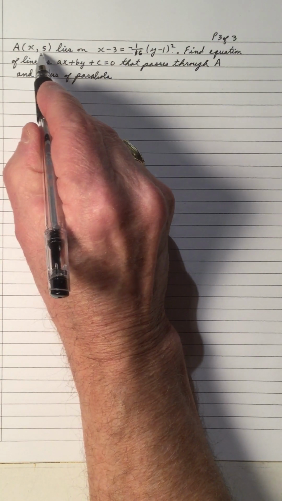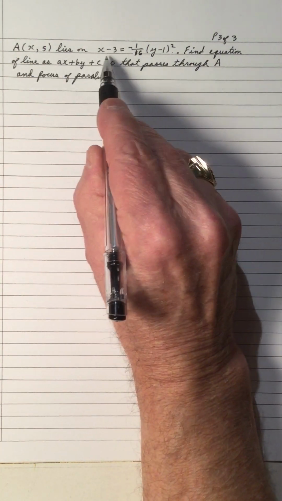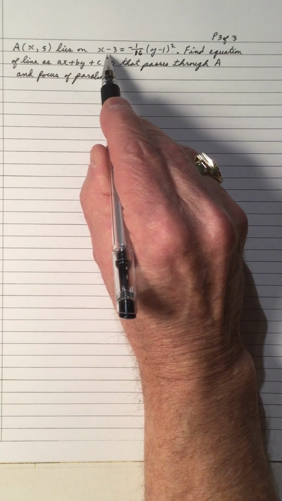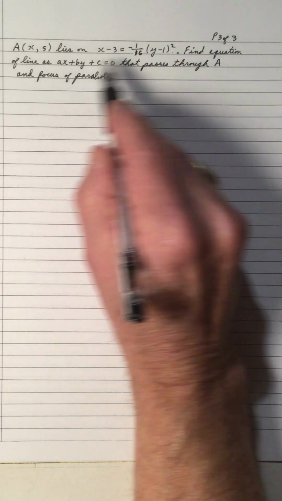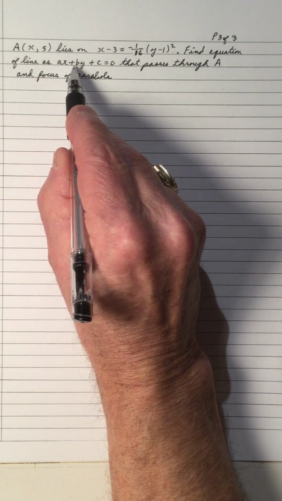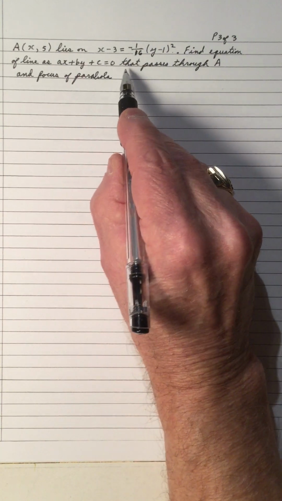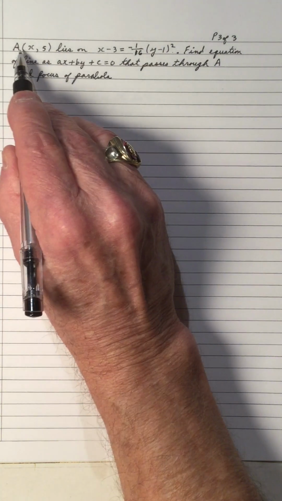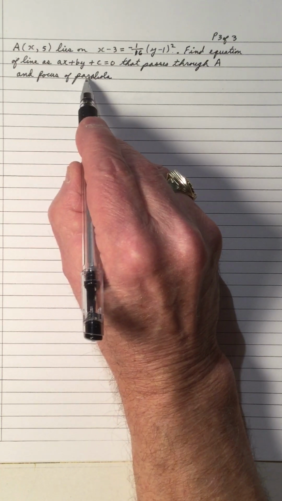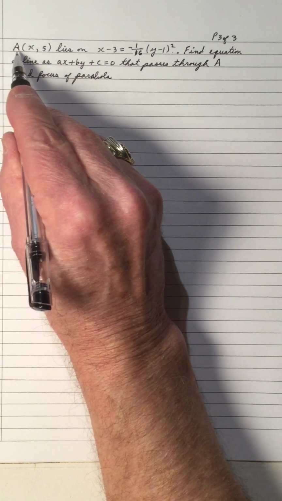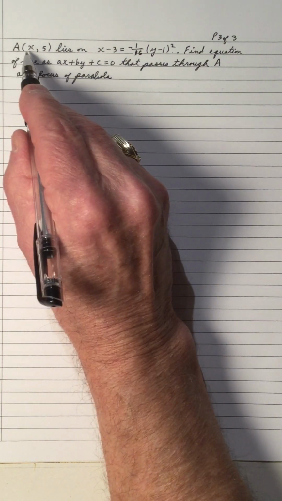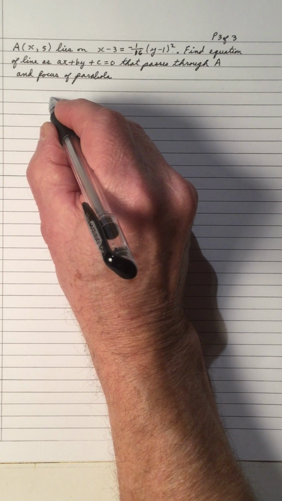Now let's have a look at another equation that I made up a little bit different. A, which is x comma 5, lies on, and again this is a parabola, x equals squared, and find the equation of the line as ax plus by plus c equals 0 that passes through A, which is this point, and the focus of the parabola. So we have A that lies on this, but we don't have x. So let's write down the equation.